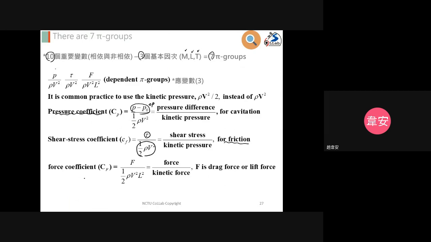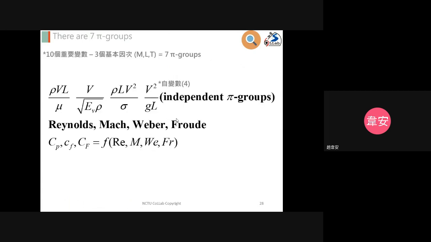And the final one is the force coefficient we have introduced in previous slides. We know that this is the force divided by the kinetic pressure. And the force can be the drag force or the lift force. In our previous slide, the exercise just used the drag force. So those are the 3 dependent pi groups we introduced already. So we have an additional 4 independent pi groups.